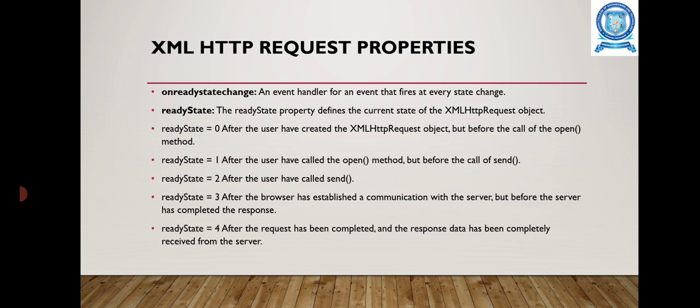Then the XML HTTP request properties: onreadystatechange. That means this property is used as an event handler for an event that fires at every state change. The readyState property defines the current state of the XML HTTP request object. If the ready state is equal to 0, it is after the user has created the XML HTTP request object, but before the call of the open method. If it is equal to 1, it is after the user has called the open method but before the call of send. Ready state equal to 2 means after the user has called send.